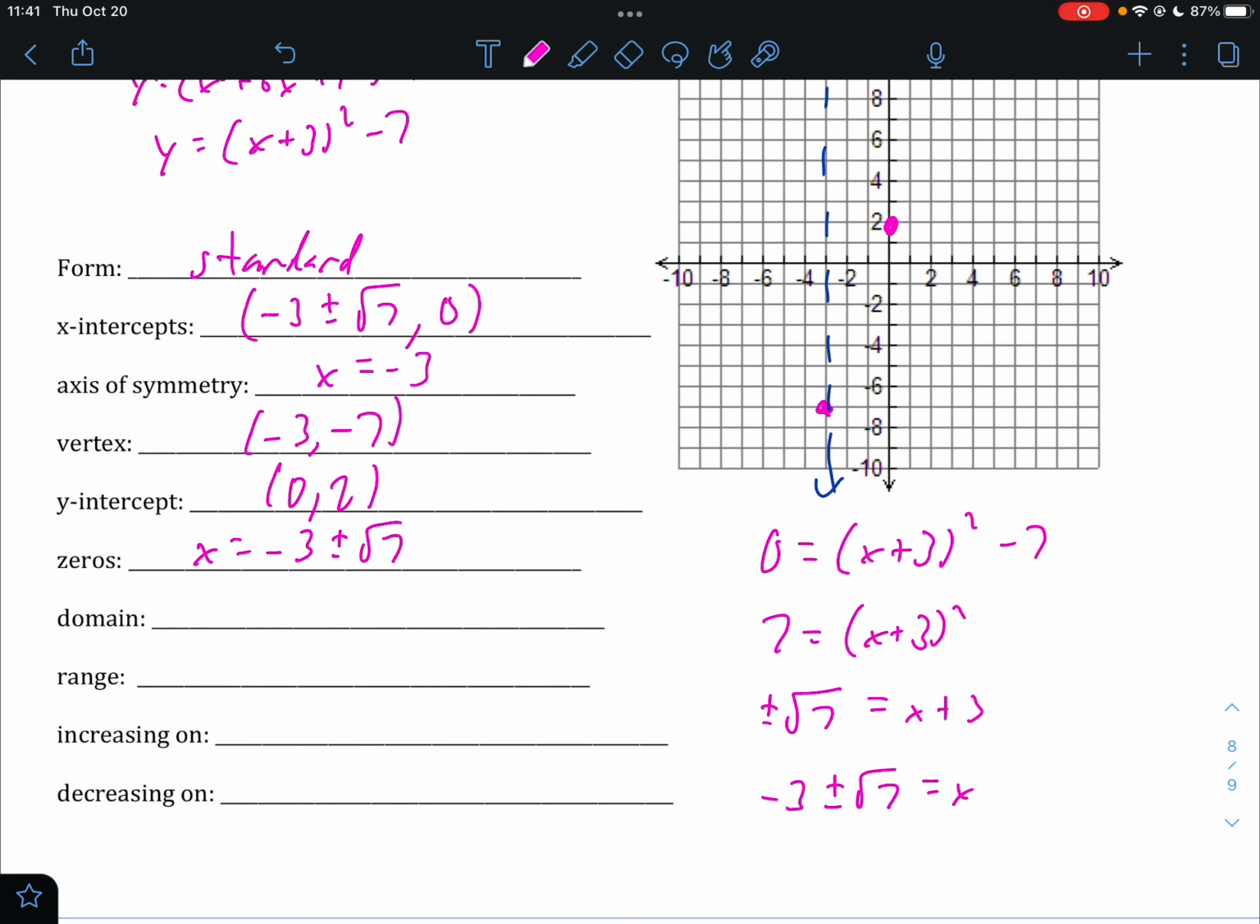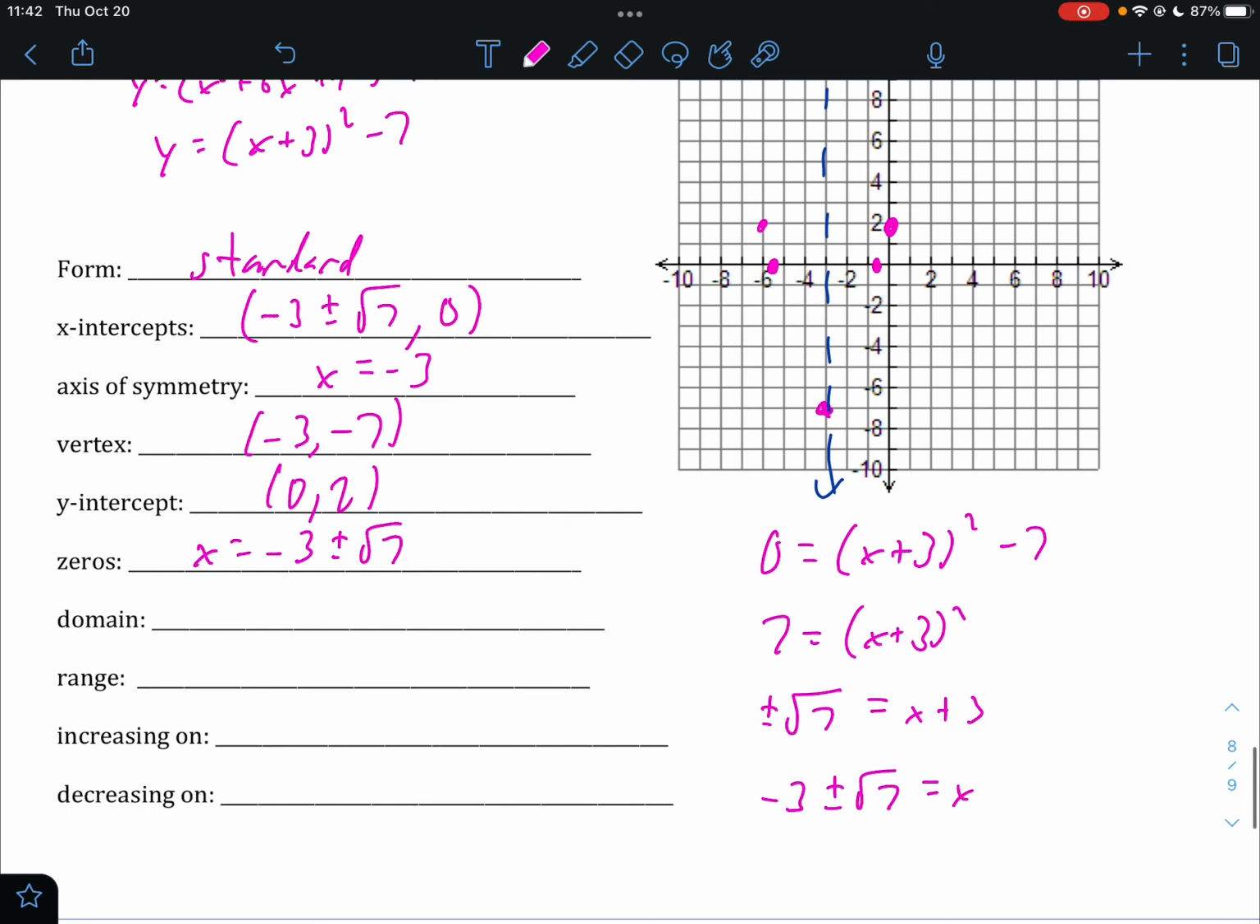All right, so in order to figure out where to plot those, root 7 is somewhere between 2 and 3. We don't need to know exactly what it is. It's somewhere between 2 and 3. Let's even say we can guess it's 2.5. So that'd be negative 3 plus 2.5, which is close to 0. And negative 3 minus 2.5, which is between negative 5 and negative 6, would be our zeros there. We also know the point negative 6, 2 would be on there thanks to symmetry.